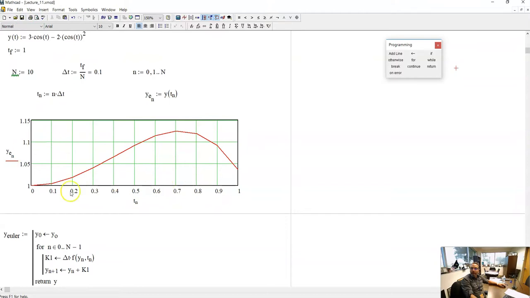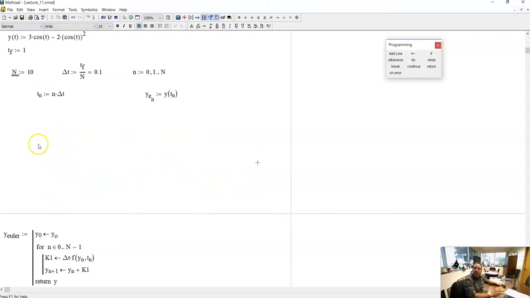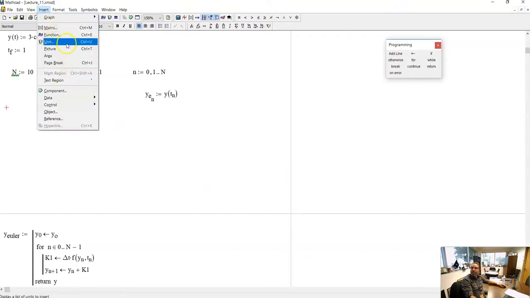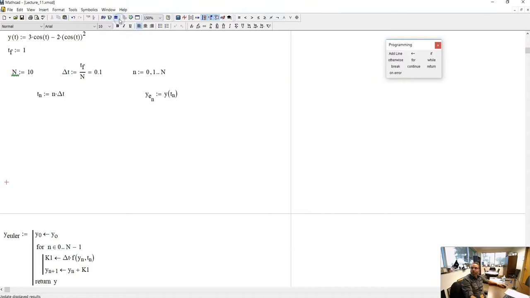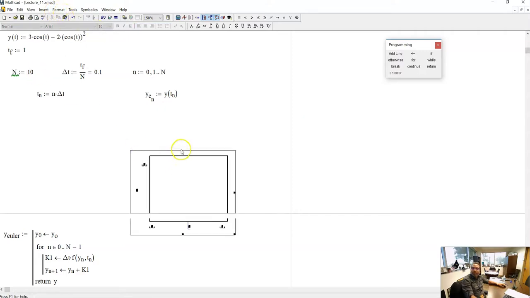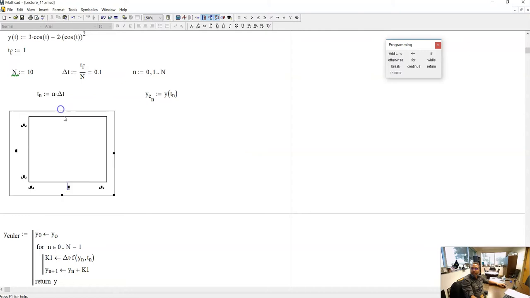So I want to plot the solutions, and to plot the solution is very simple. In Mathcad, you don't have to invoke a new window or anything like that. You just say insert, you say graph, and I want an XY plot. So this is a plot. On the x-axis, I'm going to type t sub n. And on the y-axis, I'm going to type y_e sub n.